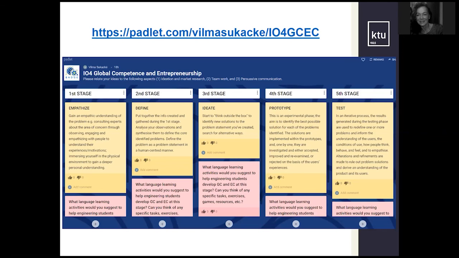So, all right, so 10 minutes for brainstorming. Okay, so we all go to the Padlet and write ideas individually. Yes. Okay.